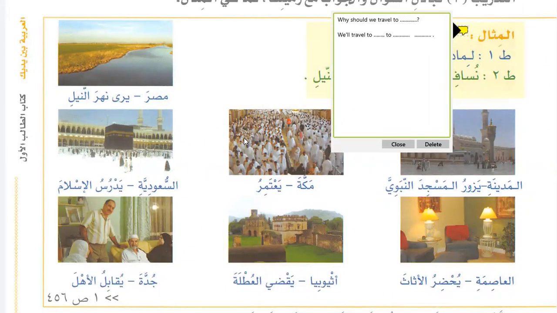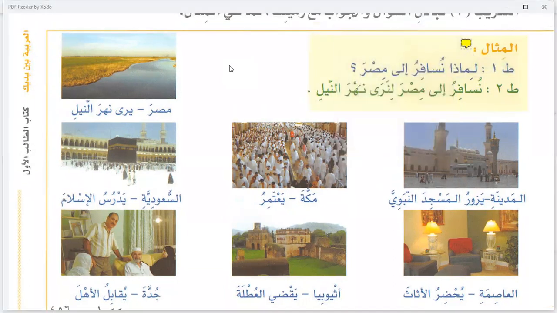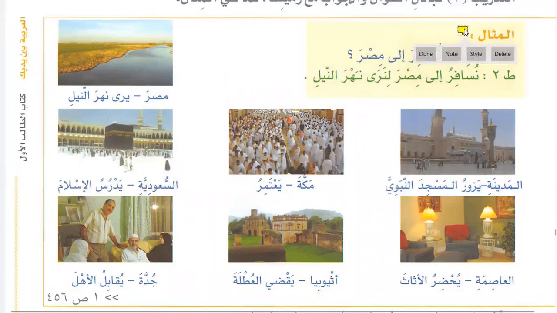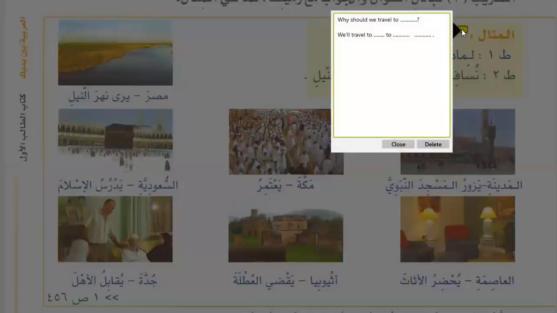Okay, continue. Limaza nusafiru ila Saudiya? Why should we travel to Saudi? Nusafiru ila Saudiya li yadrusal Islama. We travel to Saudi to study Islam.